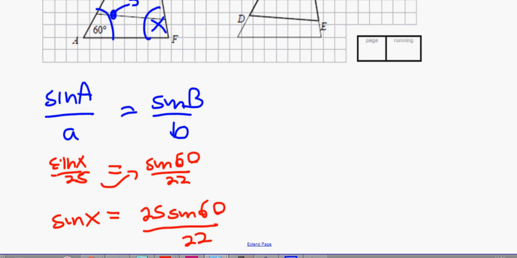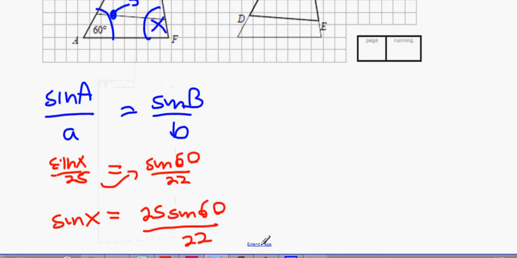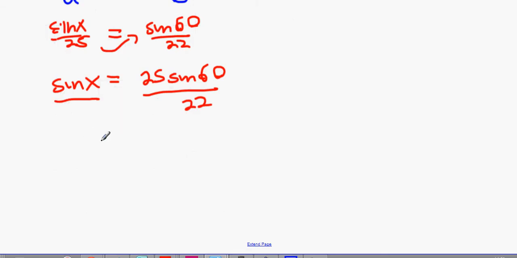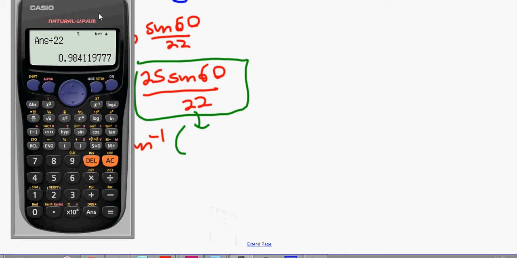Put that into the calculator: 25 sine 60 divided by 22. And what we get here is this number, 0.984. Okay, and then we have to find out what X is. Now to separate X and sine X, we need to use sine inverse. So it's going to be sine inverse of whatever this answer is, 0.984.